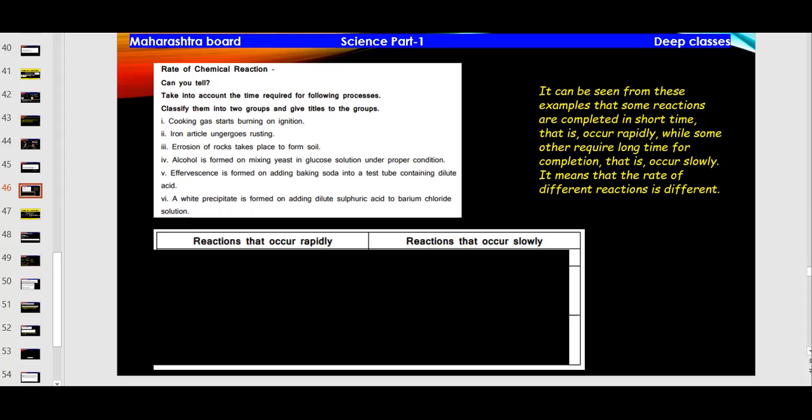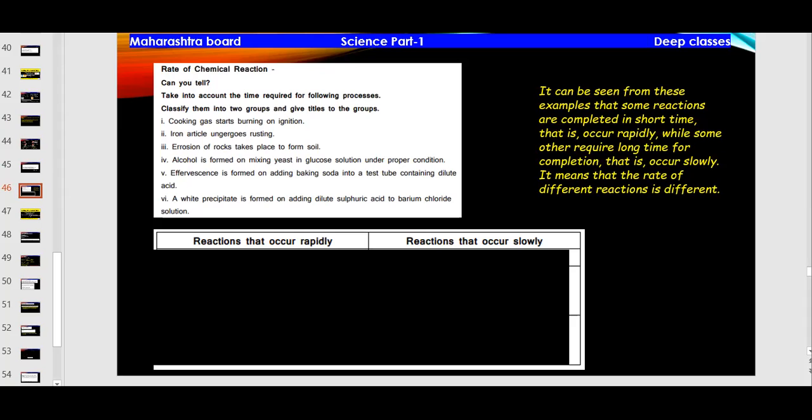Cooking gas starts burning on ignition. Iron article undergoes rusting. Is it fast or is it slow process? Erosion of rocks takes place to form soil. Is it a rapid reaction or slow reaction? Alcohol is formed on mixing yeast in glucose solution under proper condition. Effervescence is formed on adding baking soda into a test tube containing dilute acid. A white precipitate is formed on adding dilute sulfuric acid to barium chloride solution.